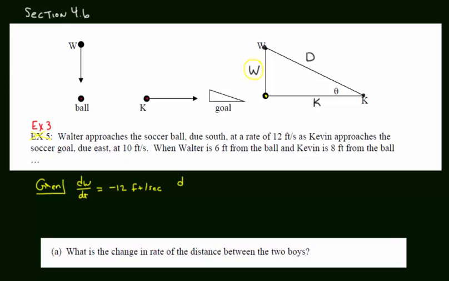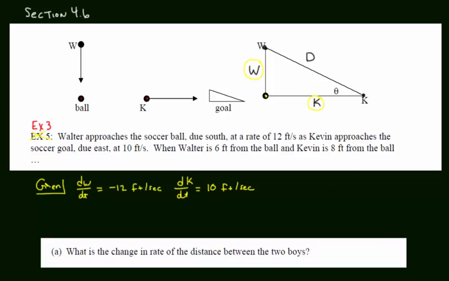And then the other given information is that dk/dt is going to equal, he's running east at positive 10 feet per second. See, Kevin here is running away from the ball, so that distance is actually increasing. So that's our given information.